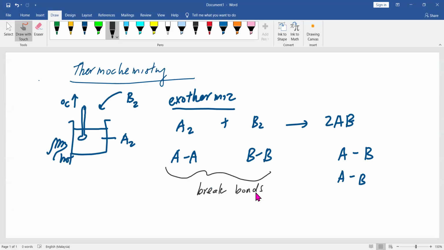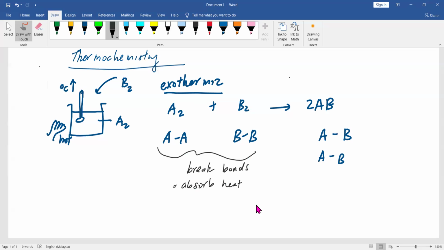And the first question I want to ask you is, in order to break bonds, do you think they absorb heat or release heat? Absorb heat. Okay. In order to break bonds, you absorb heat. Now, heat is energy, right? Absorb heat or absorb energy. What is the unit for energy? Kilojoules or joules, correct.